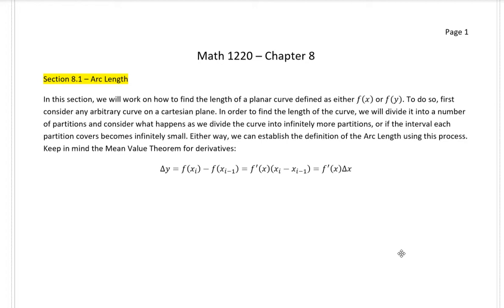In this video, we're going to go through section 8.1, which has to deal with arc length. So we're going to talk about how to find the length of a curve, either defined as f of x or f of y. It actually won't matter. It'll basically be the exact same formula.